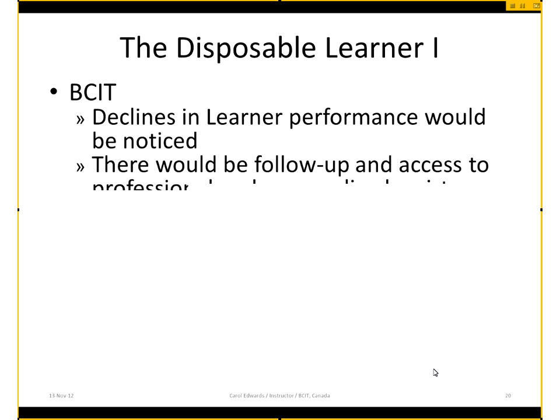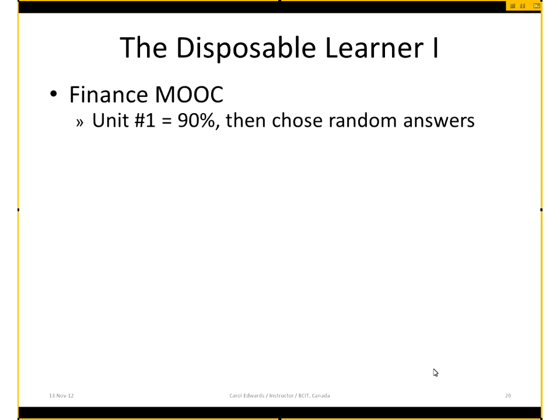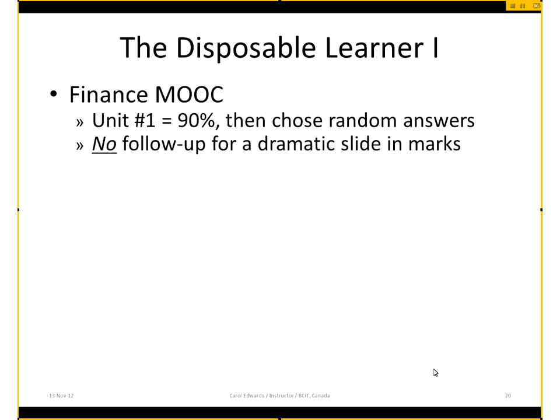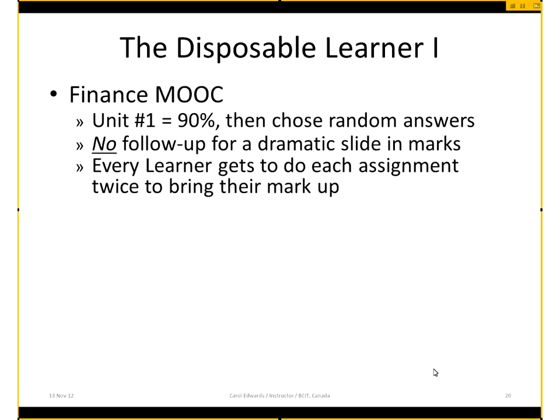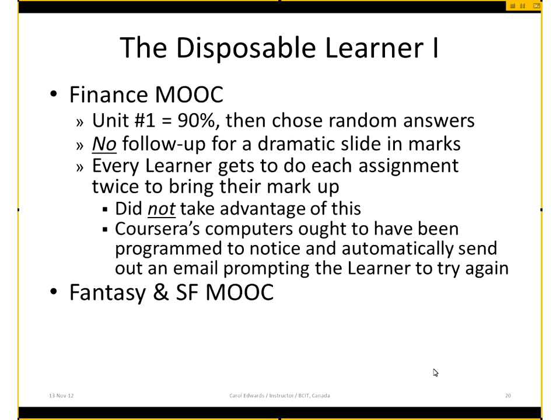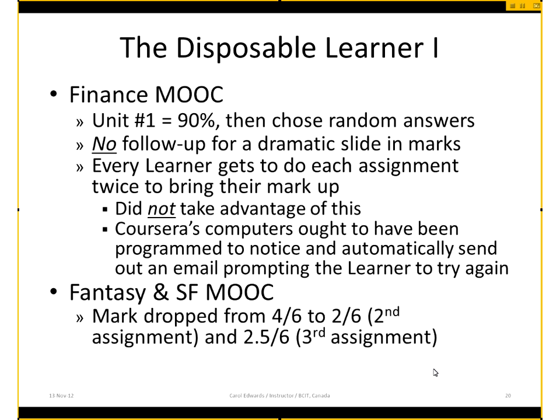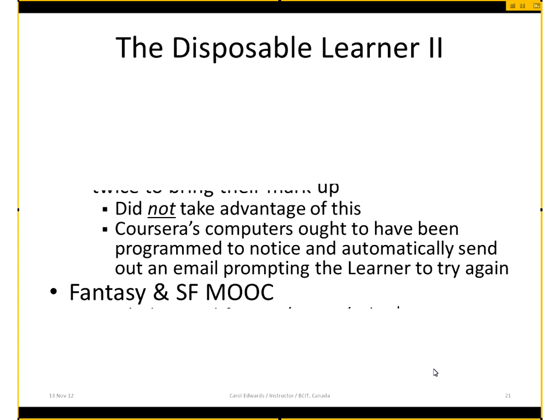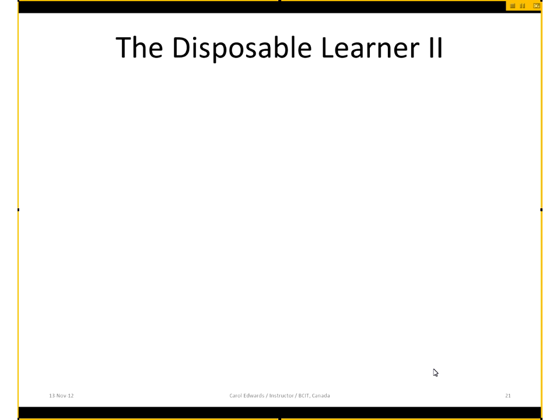What, if anything, would be the response on a MOOC to a learner in trouble? Well, on the finance MOOC, I got 90% on the first unit, chose random answers, dropped to 10%, no follow-up. Even more disturbing and even more interesting, every learner gets to do each assignment twice to bring up their mark. I did not take advantage of this, and again, it was not noticed. Coursera's computers should have caught that and should have sent me an email prompting me to try again. For the fantasy and science fiction MOOC, my mark dropped from 4 out of 6 to failure on 2 of the assignments, and again, absolutely no follow-up.